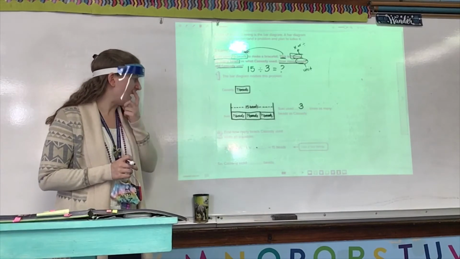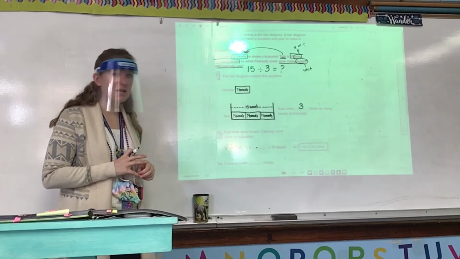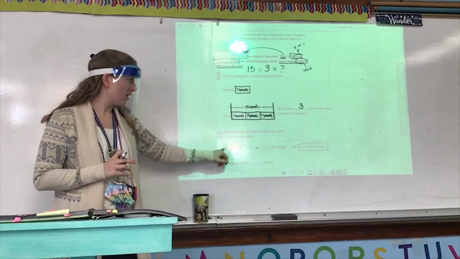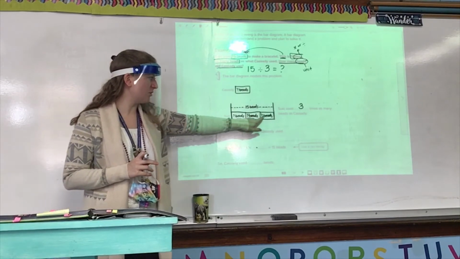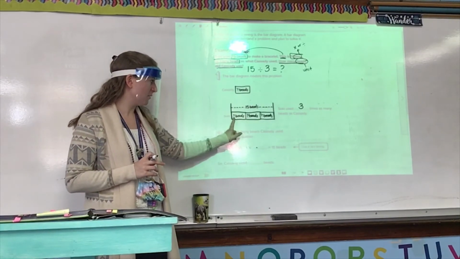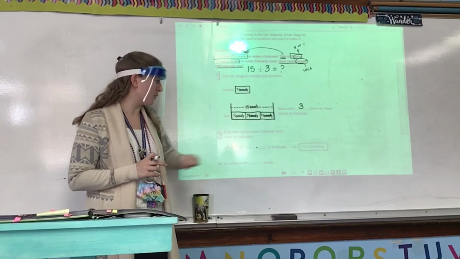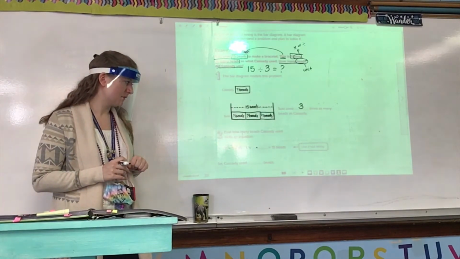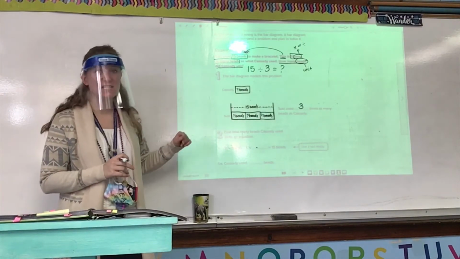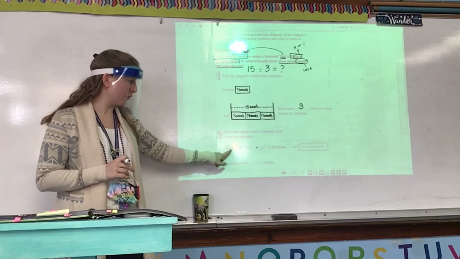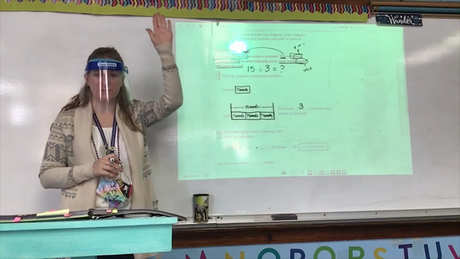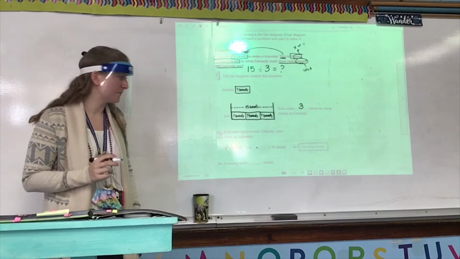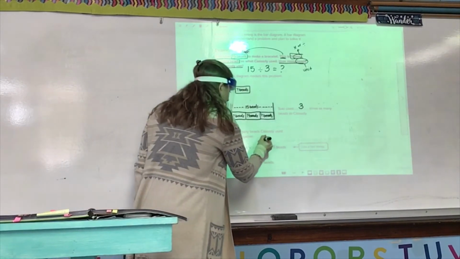So step 2, find how many beads Cassidy used. 3 times something, whatever this number is, equals 15. The same as 15 divided by 3. Well, 3 times what equals 15? Zari? 5.